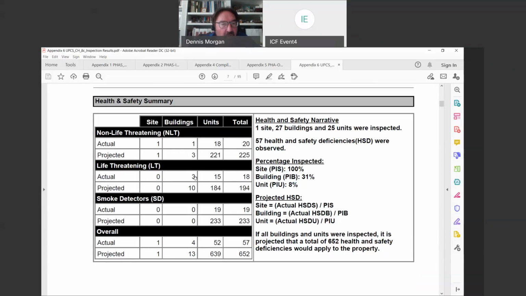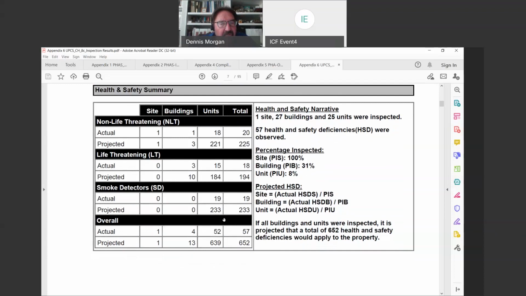Life-threatening. So life-threatening on my buildings, 3. If I was looking at all your buildings, I generally would have seen 10. Within my dwelling units, I saw 15. If I looked at all your dwelling units, I would have seen generally 184. A very potentially high percentage. Smoke alarms. Out of the 25 I looked at, I saw 19. Out of those 19, the projection is that if I looked at every unit on this property, I would have seen 223, a relatively high number for this as well. Hence the results of my 58 as well.